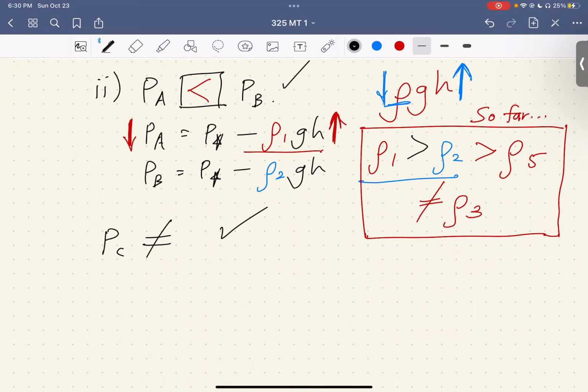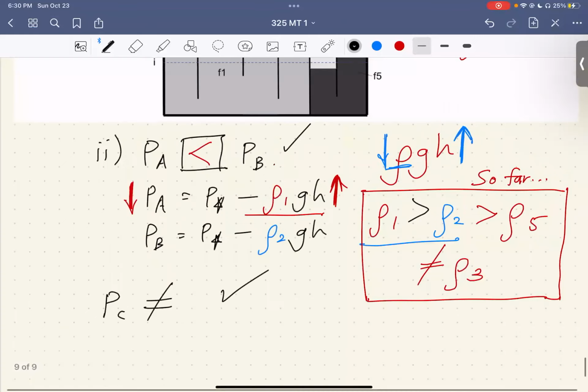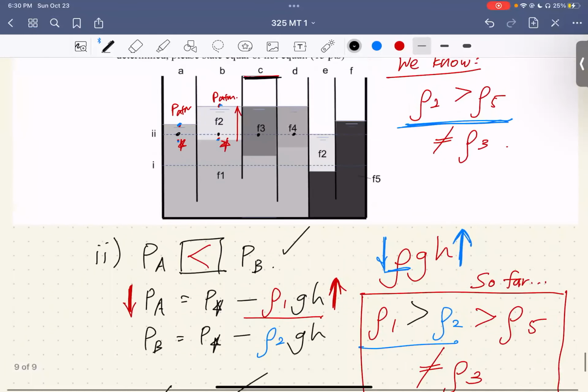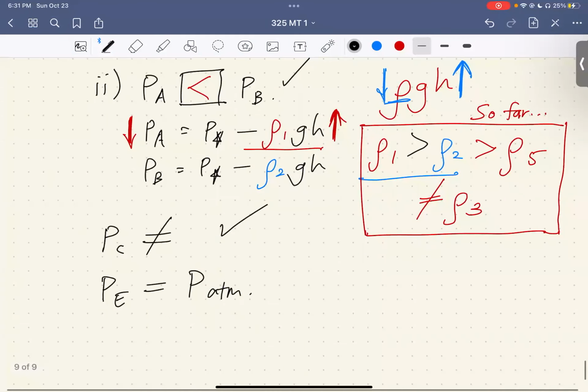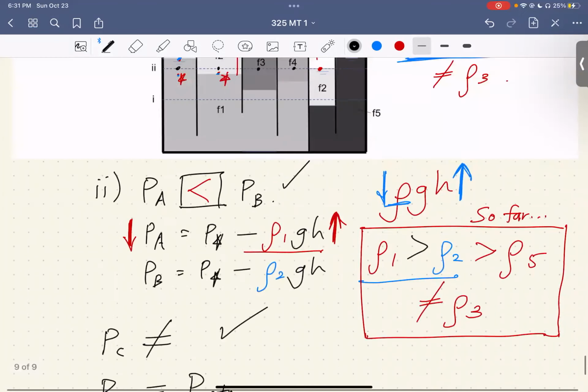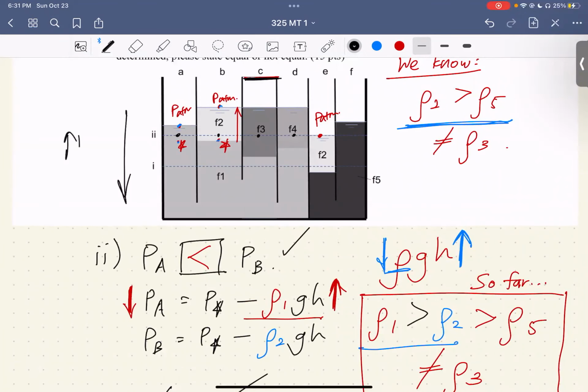Great. We can do D in a little bit, but let's talk about E and F. We cannot relate E to anything or F to any of the other ones, but we can relate them to each other. One thing I can note right away is that's P atm, for 2E. So PE is equal to P atm. We know P atm is the lowest pressure because as you go down, you increase in pressure, right?